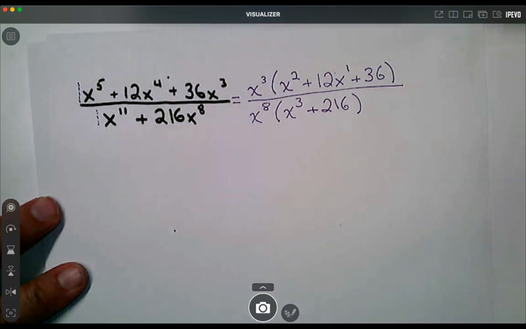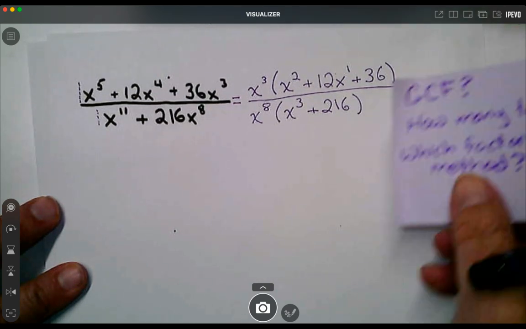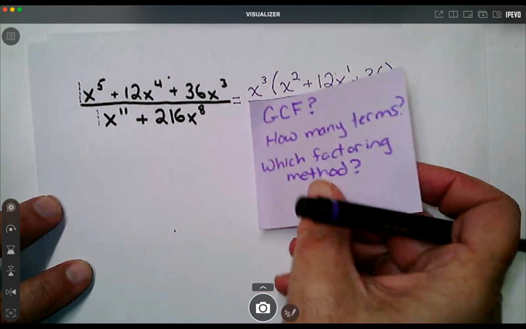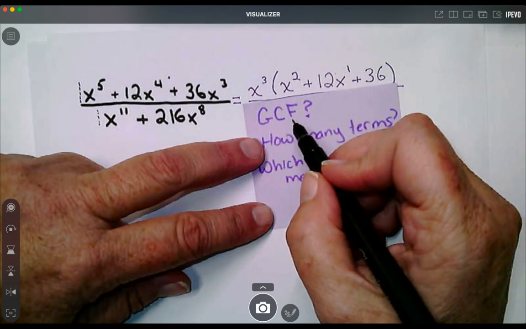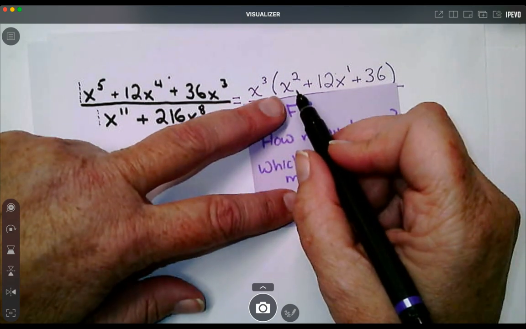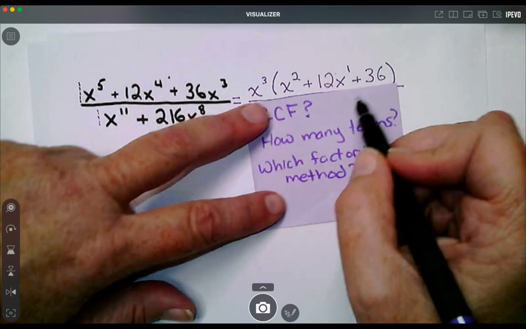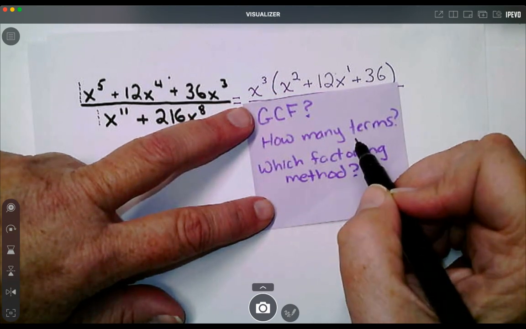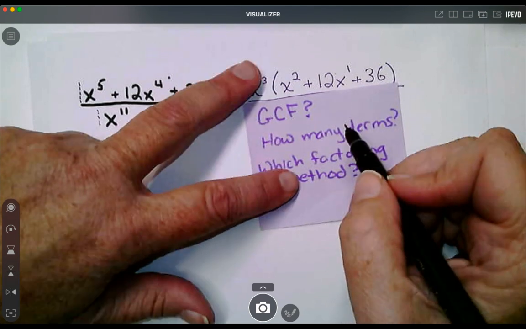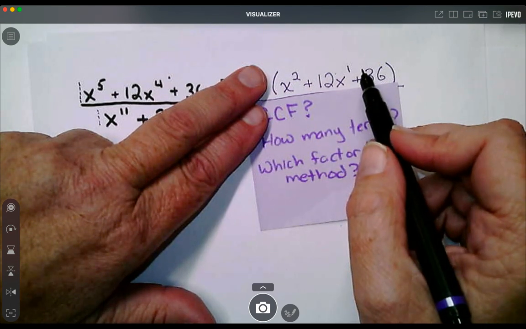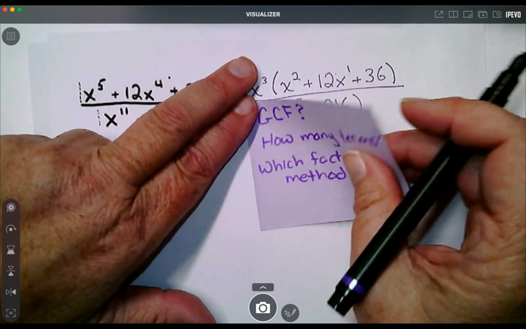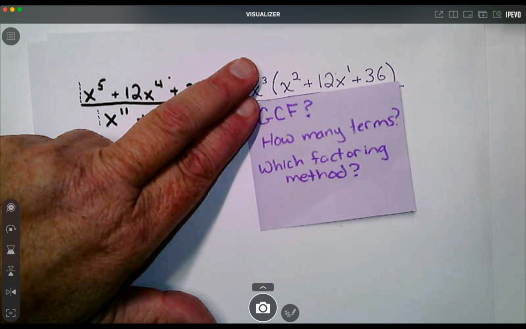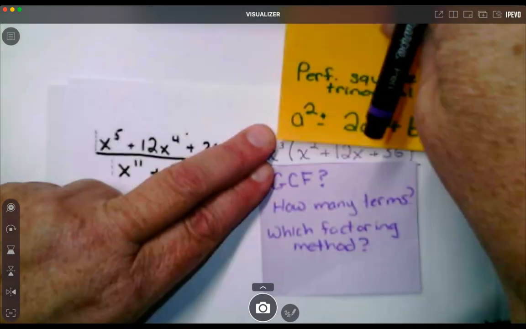That's only step 1. My next step is to look and decide how I'm going to factor it. So let's just look at our numerator for a minute. We already did the GCF. And then if I look at what's inside the parentheses, how many terms are there? Well, there are 3 terms. Which factoring method is best for this? Well, since it has 3 terms, my choices are perfect square trinomial, big X, or special big X. And let's see if it works for perfect square trinomial.